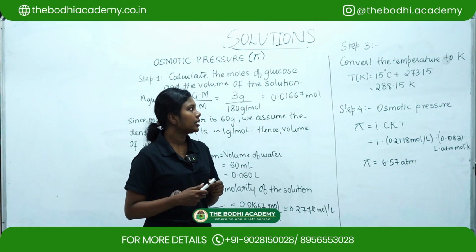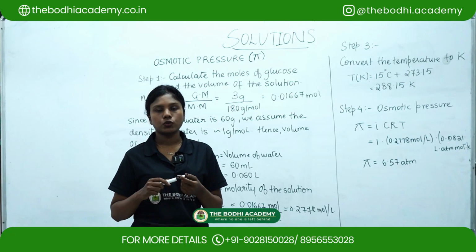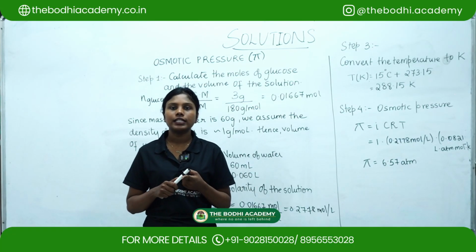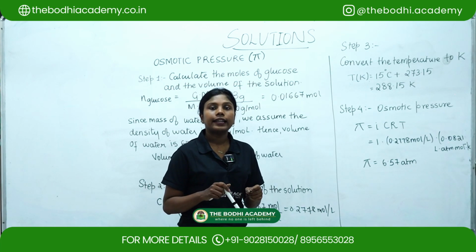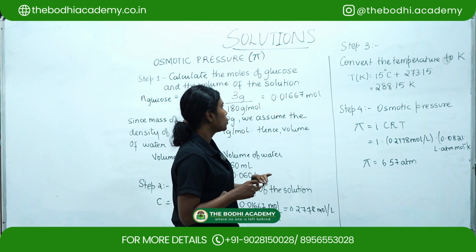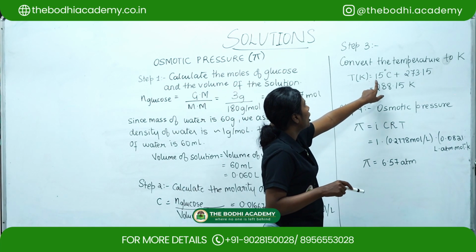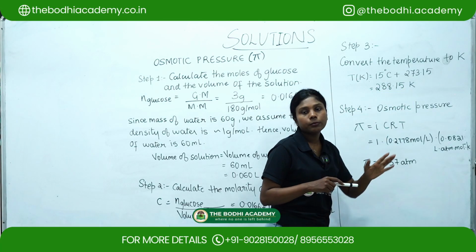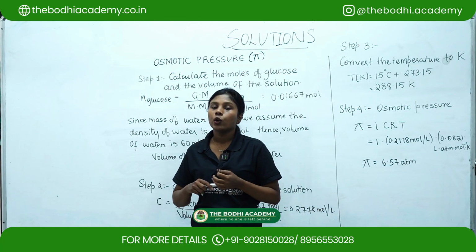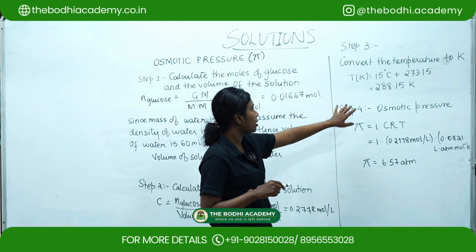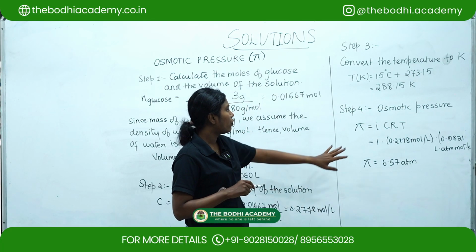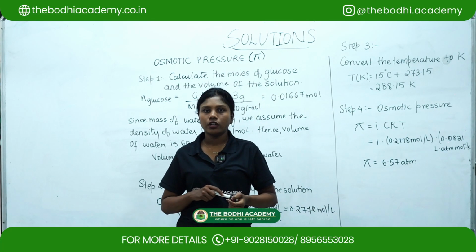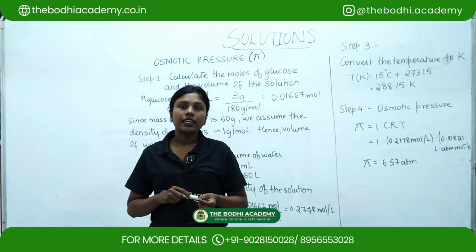Now the next part is we have to convert the temperature. Here the temperature is given to us in degrees Celsius. Our aim is to convert it into its standardized form, that is to Kelvin. So for 15 degrees Celsius, we simply have to add 273.15 Kelvin, and it comes down to 288.15 Kelvin.